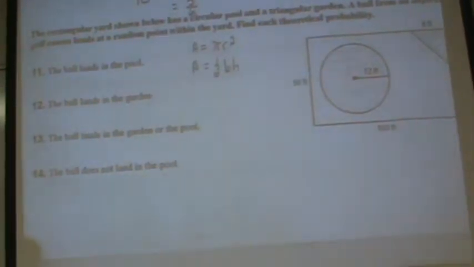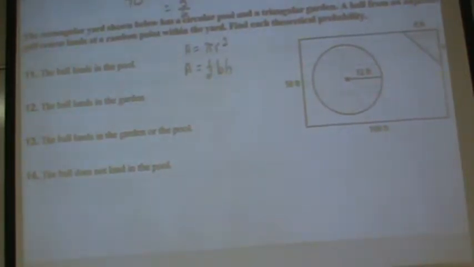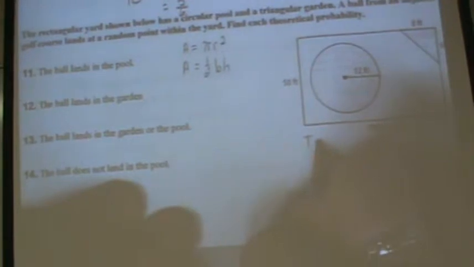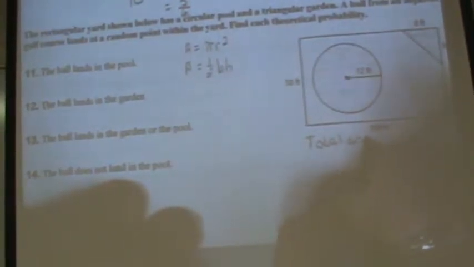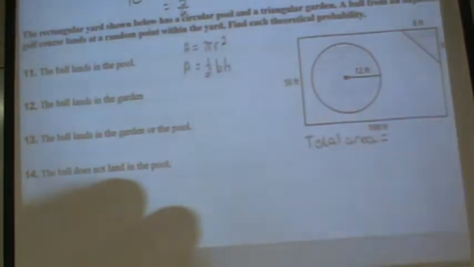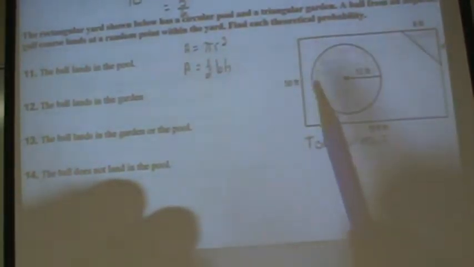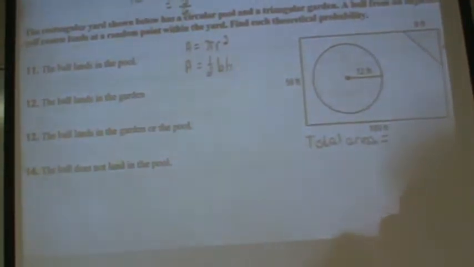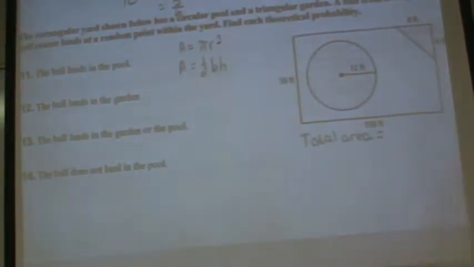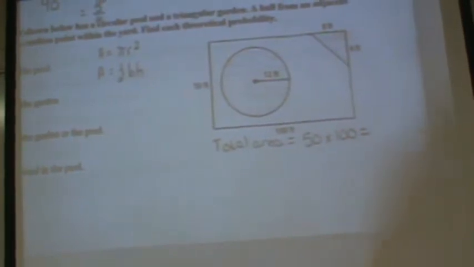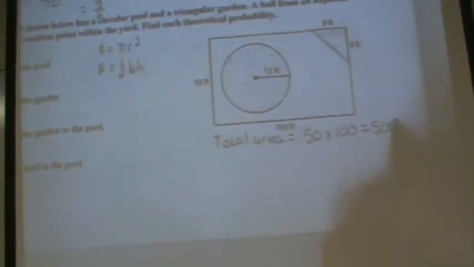So now, before we even answer any of the questions, I would find the areas of each section in our yard. So first we'll find the total area. And the total area is just this rectangle that we're given. And we're told that it's 50 feet by 100 feet. So to find the area of a rectangle, it's length times width. So we have 50 times 100. So that equals 5,000.